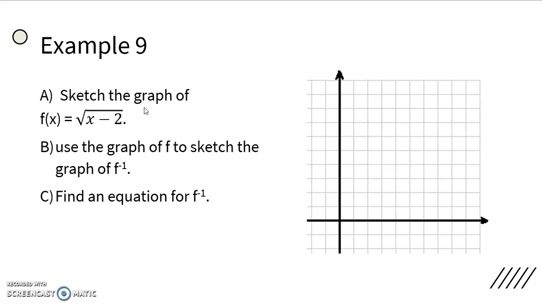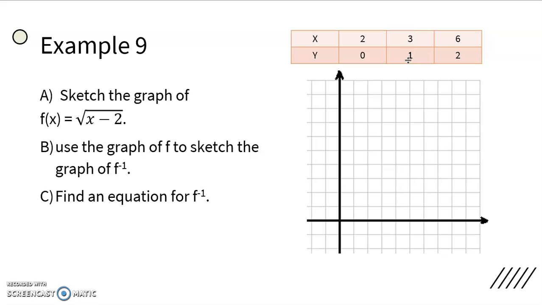And all I'm going to do is use a table of values to do this. So I picked x values and I put them in and I got y values. So I did (2, 0), (3, 1), and (6, 2). I just took the x value 2, I put it in here, 2 minus 2, and the square root of that. And I did the same thing for 3, and the same thing for 6. And I got these 3 points.